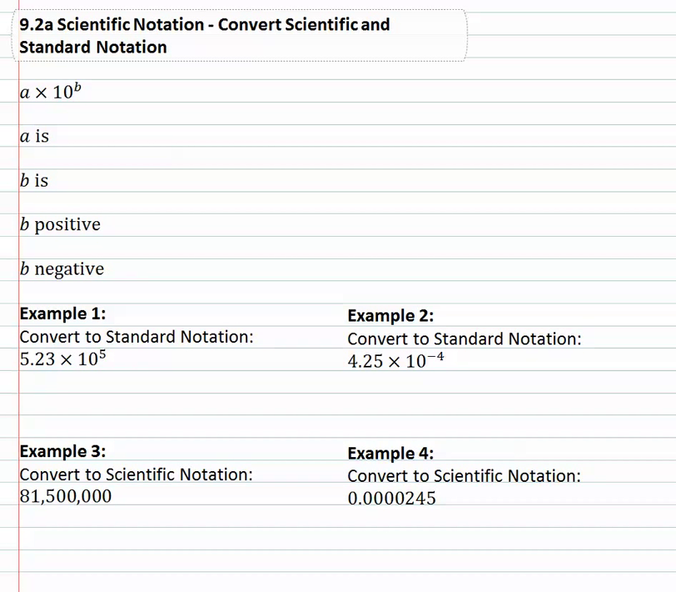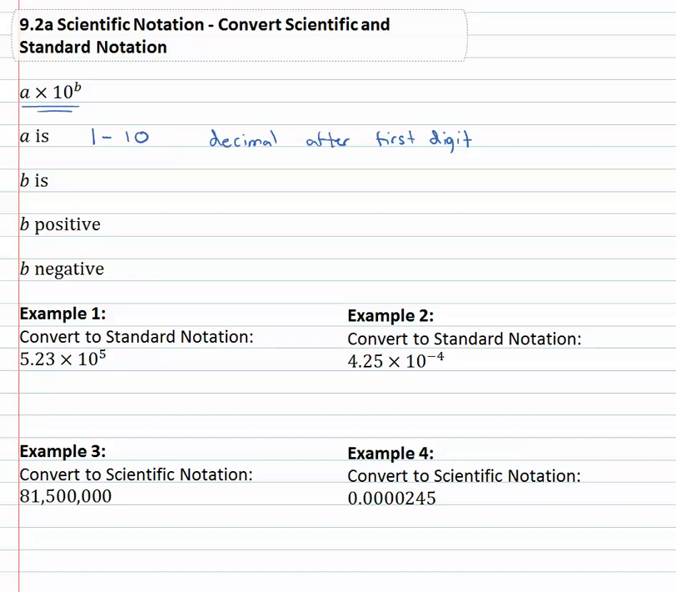This video is going to introduce an important concept called scientific notation. Scientific notation is generally written as some number times 10 to some exponent. Now that front number, the a, is always between 1 and 10. Actually, it'll never be equal to 10, but it might be 9.99999. What's important is the decimal is right after the first digit.